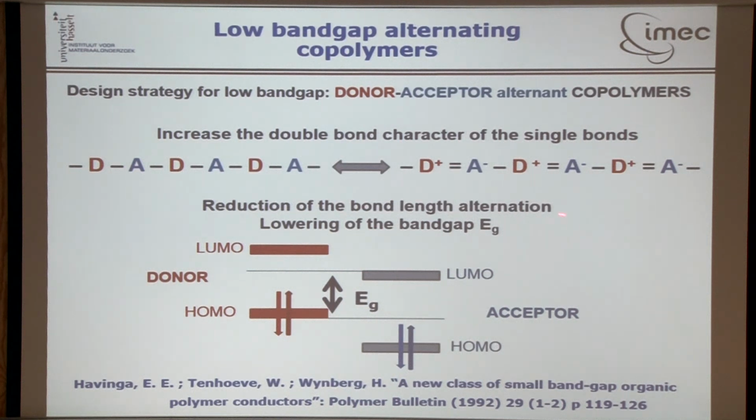And as the bond length alternation goes down, you lower the band gap. Another way of looking at it is that if you alternate a rich system with a poor system, the resulting system will keep the HOMO of the rich system and the LUMO of the poor system. And so in this way the band gap is strongly reduced.